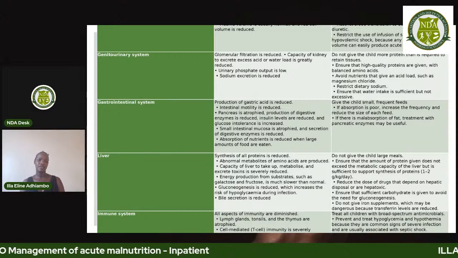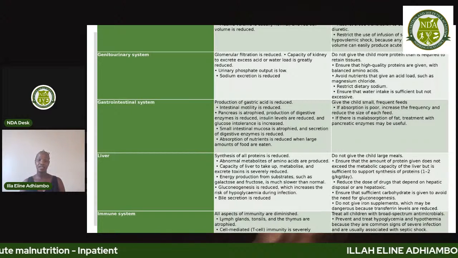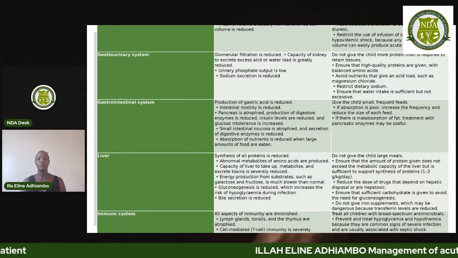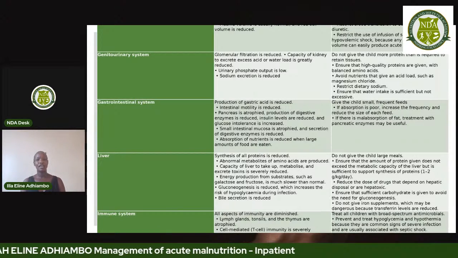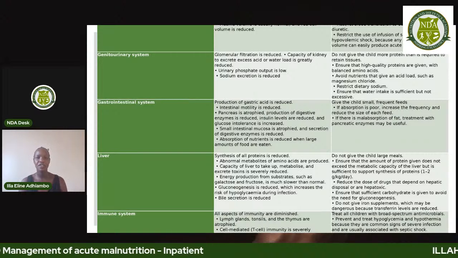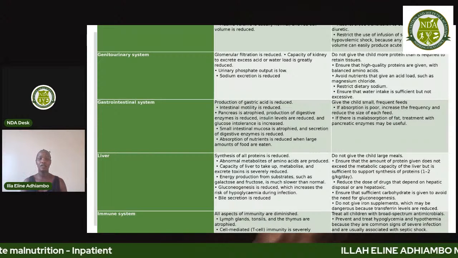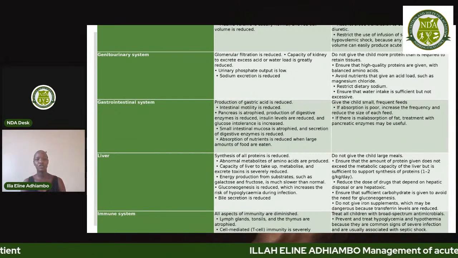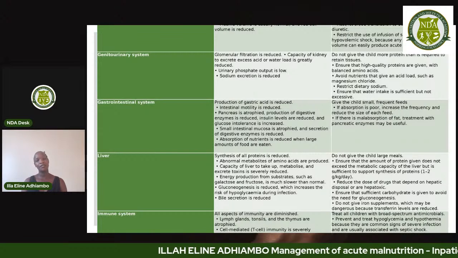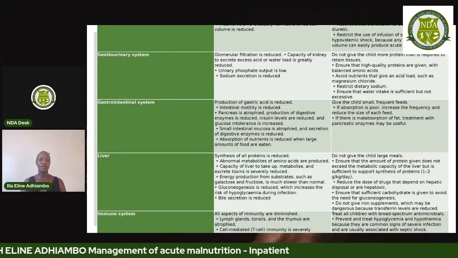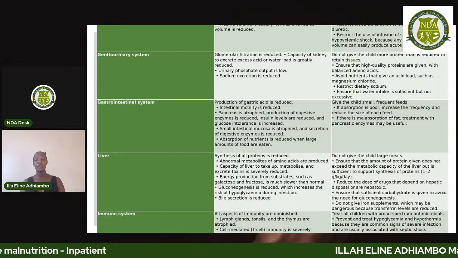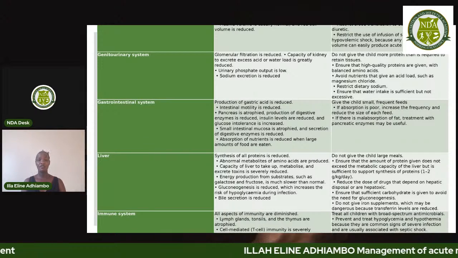And all these consequences are the things that are going to guide us on how to manage this child. In terms of the liver, the synthesis of all proteins is reduced. Abnormal metabolites of amino acids are produced. The capacity of the liver to take up metabolites and excrete toxins is extremely reduced. So that is why we need to be very cautious on how we handle these children in terms of managing them. We find also that their immune system is compromised.